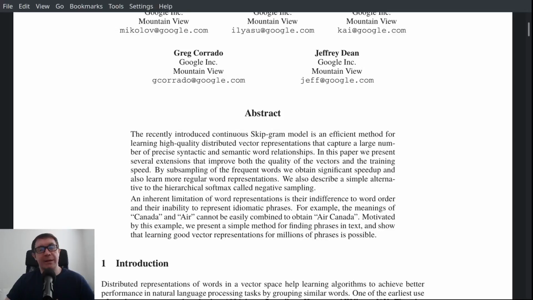So right here in the abstract, they set the stage. They try to capture our attention. It says the recently introduced continuous Skipgram model is efficient and pretty much the most awesome thing ever in natural language processing, at least until that point. And they have a couple different contributions to it, subsampling and negative sampling. So let's break that down a little bit.